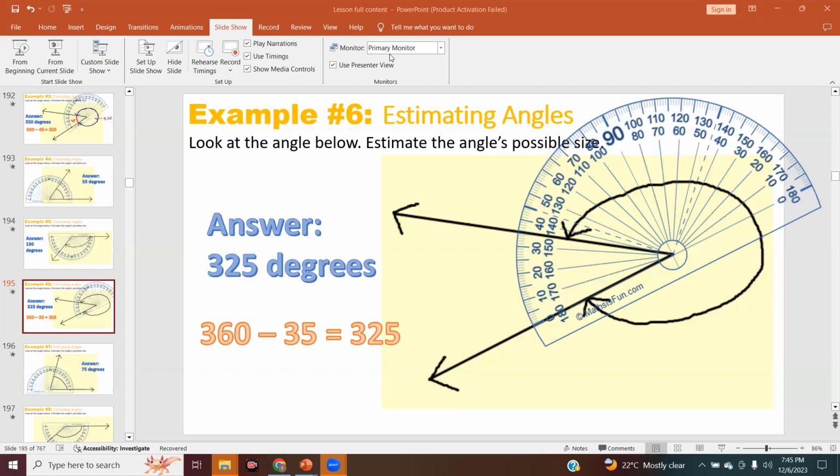Kevin, there's no way you're getting 4 out of 15. Come on, Kevin. Look at the angles properly. It's just guessing. You have to use your protractor.